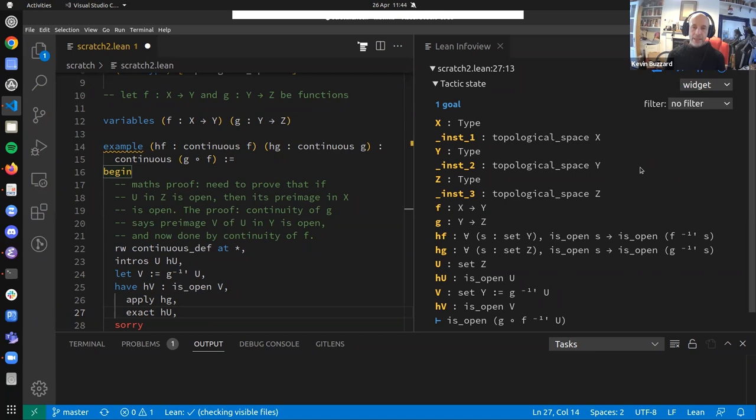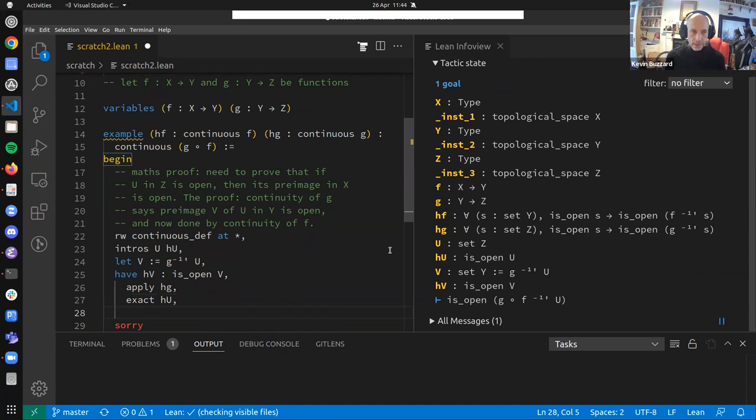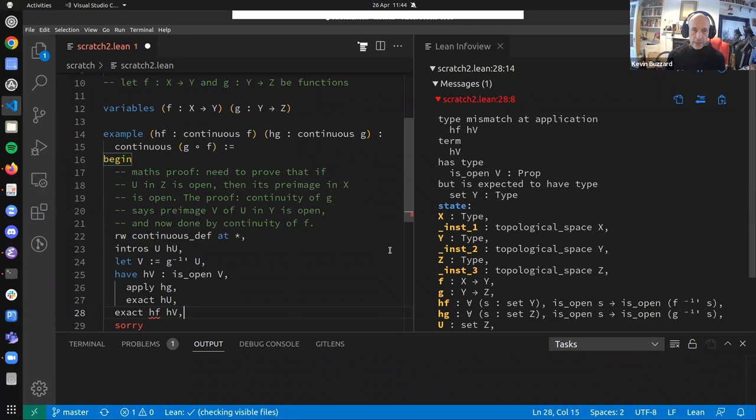And now we're back down to one goal. So now V is the pre-image of U in Y, and we have a hypothesis that V is open, and now we want to prove that this last thing is open. So this is going on a bit, so let me just try and finish the whole thing. This should be exact by continuity of F, and the fact that V is open. That should do it. It didn't quite do it. Let's try that. There we go.